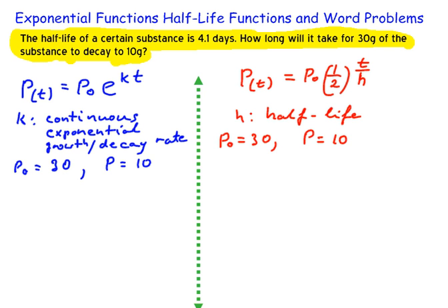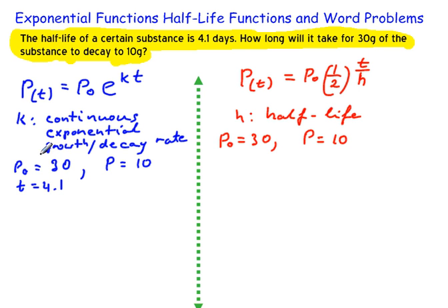P of t value is equal to 10. K is the number that we have to find first before we find the time here. So K is called continuous exponential growth or decay rate. So that rate has to be found first. So let's go for it and find what is the value of K. The time in this particular exercise we'll use as 4.1 days. So T is equal to 4.1.